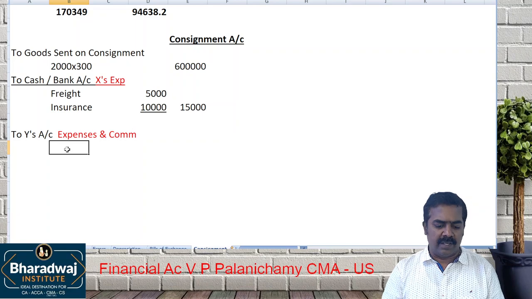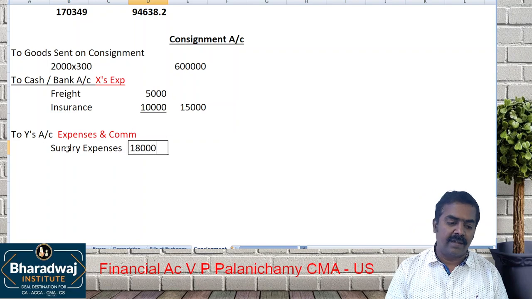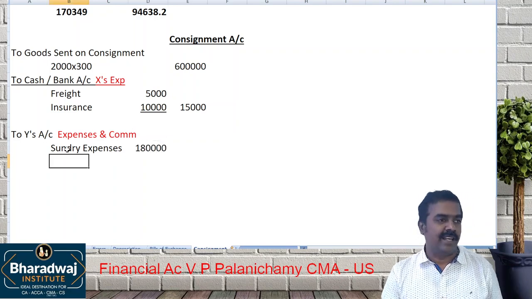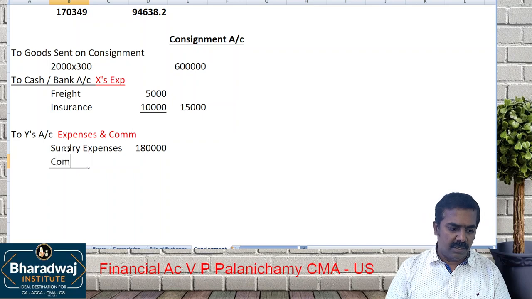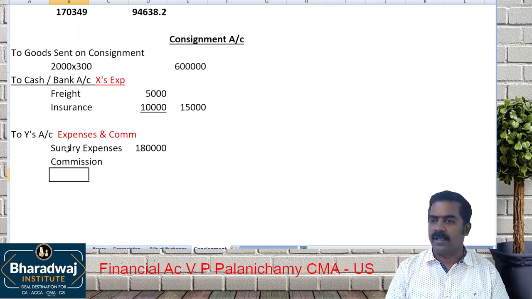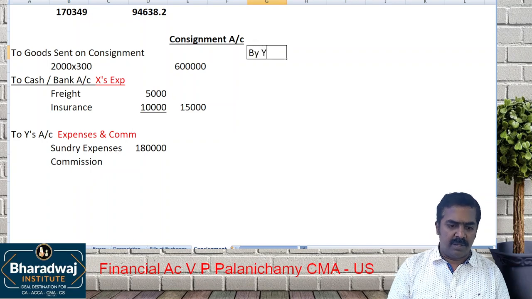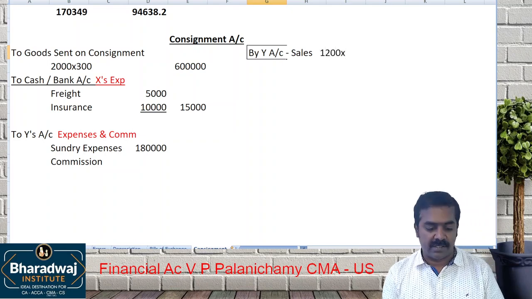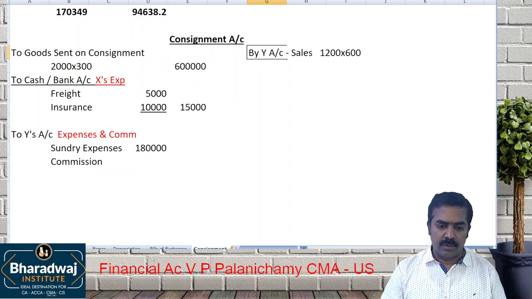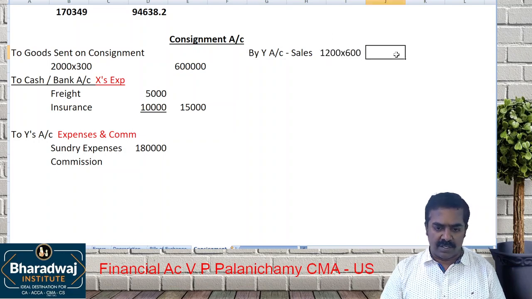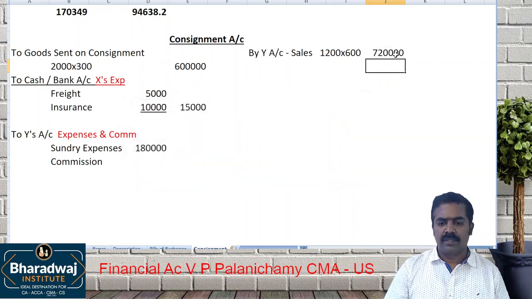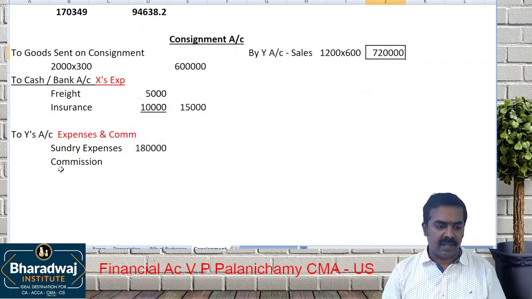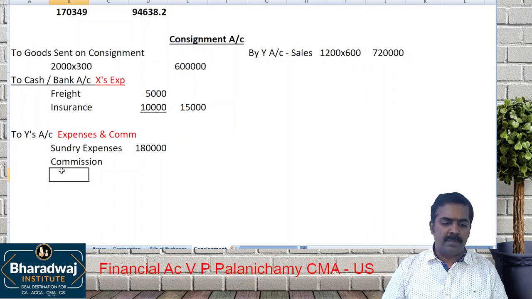Expenses have been incurred by Y. Sundry expenses: what is the total expenses spent by him? 1,80,000. Here, selling and non-selling, all expenses you can charge. Commission is based on sales. By Y account. What is the sales made by him? 1,200 boxes he sold for how much? 600 each. 1,200 boxes he sold for 600, so 7,20,000. Listen. What is the commission he is eligible for?